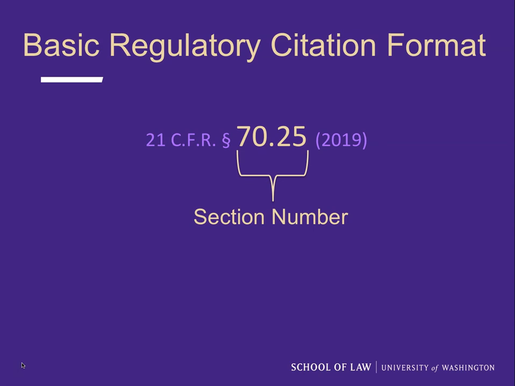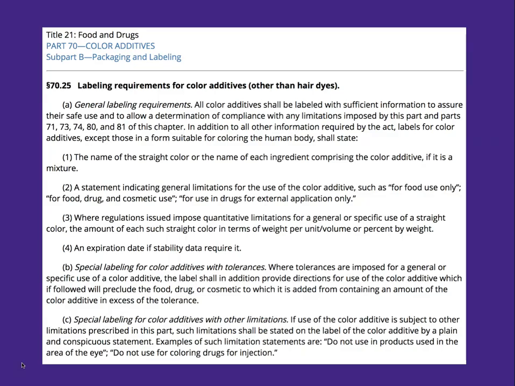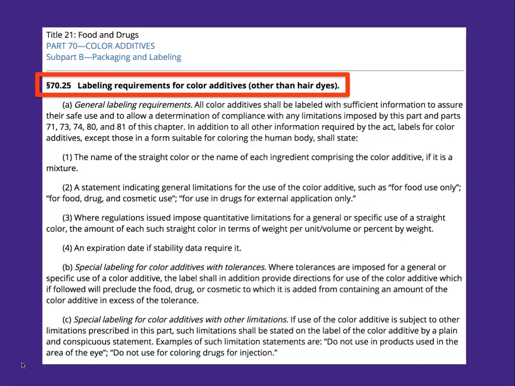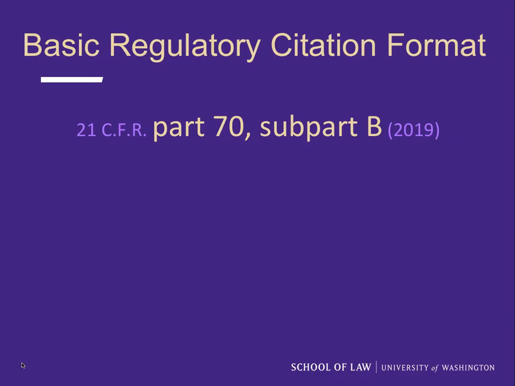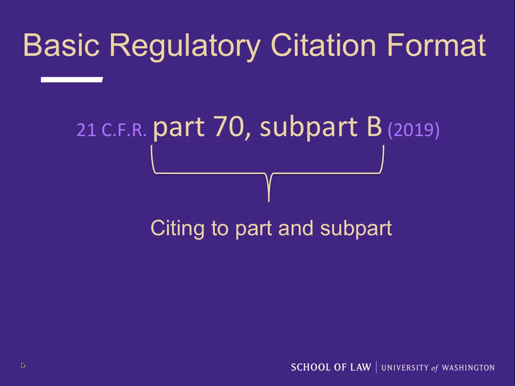This citation identifies Section 70.25 of Title 21, which, if we take a look at the CFR, deals with labeling requirements for color additives. You can see at the top here some of the structure of the CFR, and that Title 21, dealing with food and drugs, is further organized into parts and subparts before getting down to the actual section.